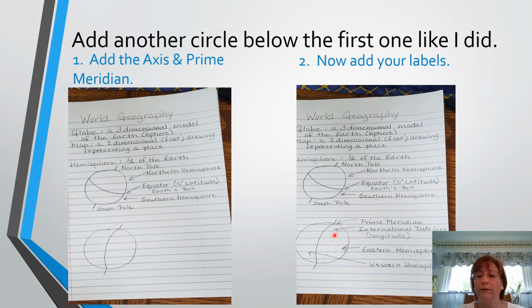Label the prime meridian. Label the international date line. Label your eastern hemisphere and your western hemisphere. Now you've just finished your first page of notes. Go ahead and turn your page over.